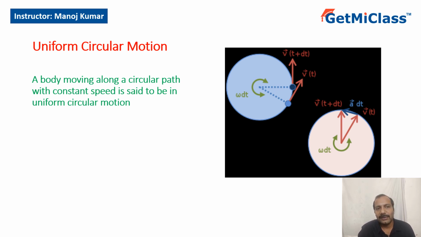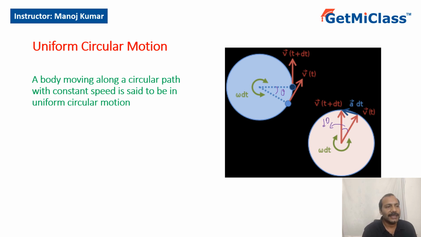In uniform circular motion, the body moves with a constant speed. So a body moving along a circular path with a constant speed is said to be in uniform circular motion. Even in uniform circular motion, there is a change in direction of velocity, and because of this change there is an acceleration. From the figure, you can see that the initial velocity and final velocity are at an angle difference theta. If the angle is very small, I'll call it d theta.